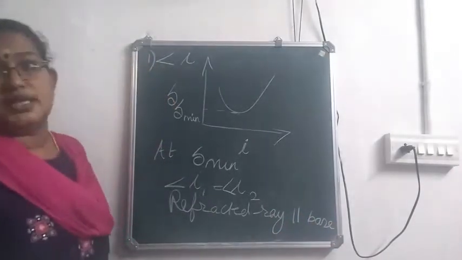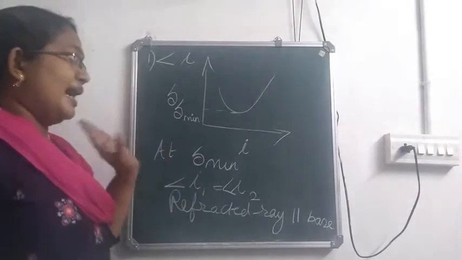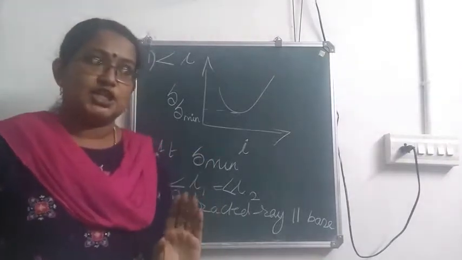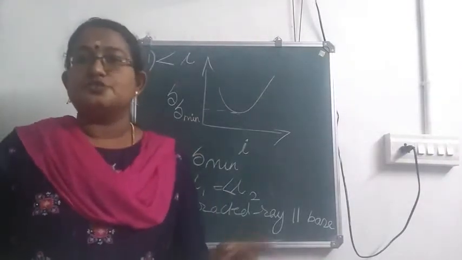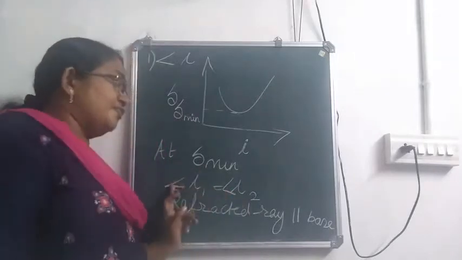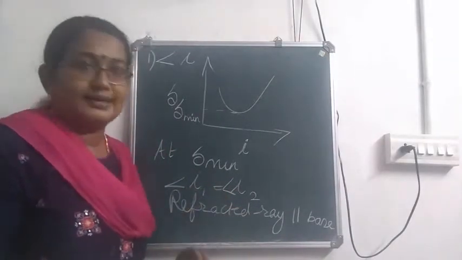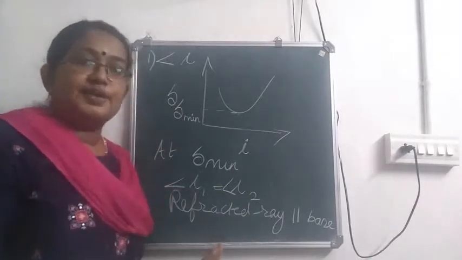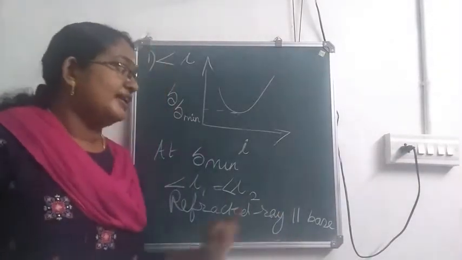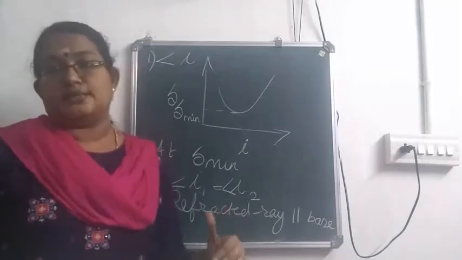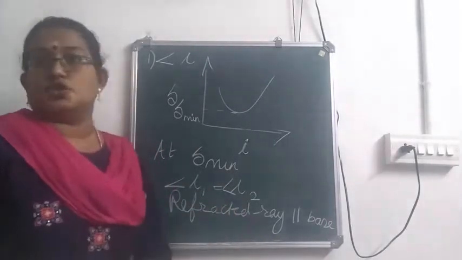These are the two things you have to remember. At the angle of minimum deviation, the angle of incidence will be equal to the angle of emergence. That is why I have written angle i1 is equal to angle i2. And the refracted ray will become parallel to the base of the prism. So please note these two points.